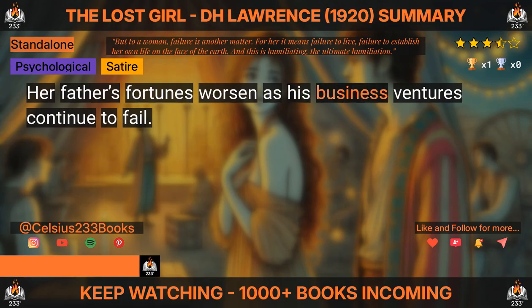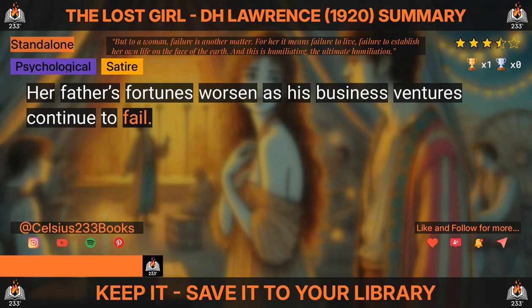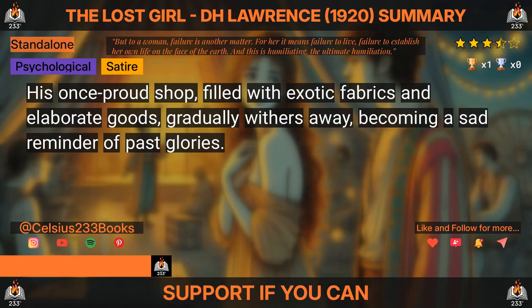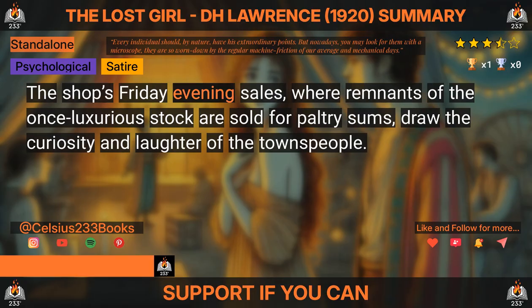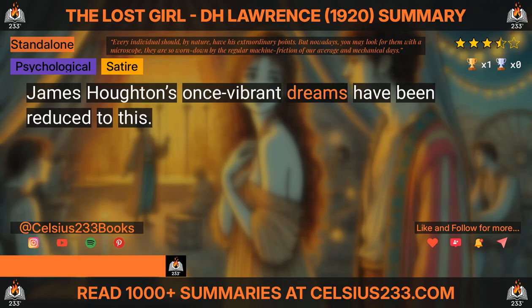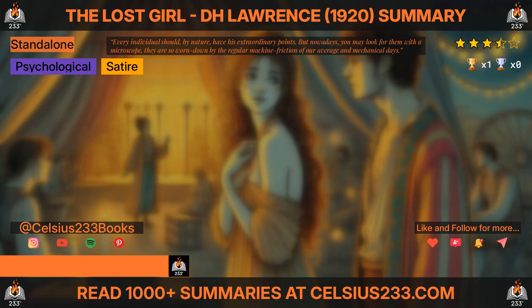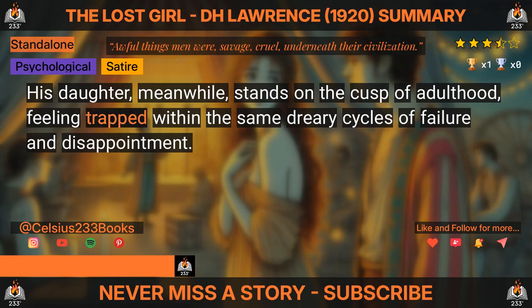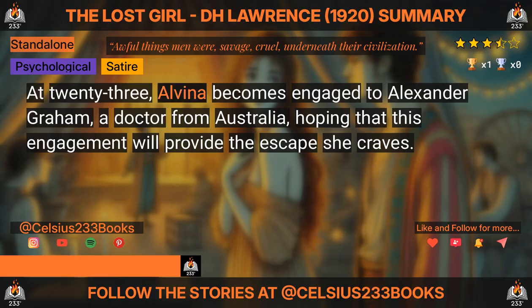Her father's fortunes worsen as his business ventures continue to fail. His once proud shop, filled with exotic fabrics and elaborate goods, gradually withers away, becoming a sad reminder of past glories. The shop's Friday evening sales, where remnants of the once luxurious stock are sold for paltry sums, draw the curiosity and laughter of the townspeople. James Houghton's once vibrant dreams have been reduced to this. His daughter, meanwhile, stands on the cusp of adulthood, feeling trapped within the same dreary cycles of failure and disappointment.